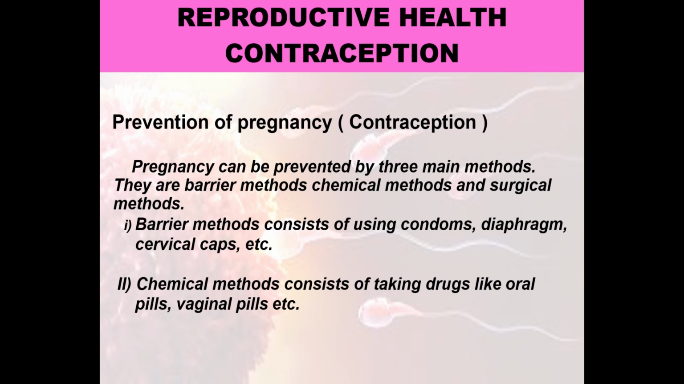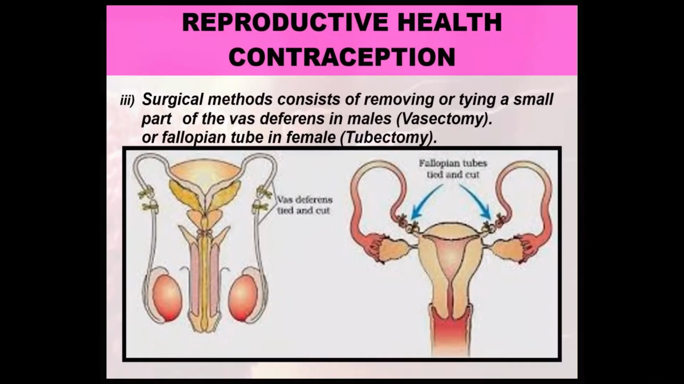Copper T is exactly not a barrier method, it is an intrauterine device, IUD. Copper T is implanted in the uterus and it releases copper ions. These copper ions decrease the motility, the movement of the sperm. They don't allow the sperm to reach the fallopian tube. So copper T is not preventing the spread of STD. Chemical methods include oral pills and vaginal pills. These are combinations of hormones.